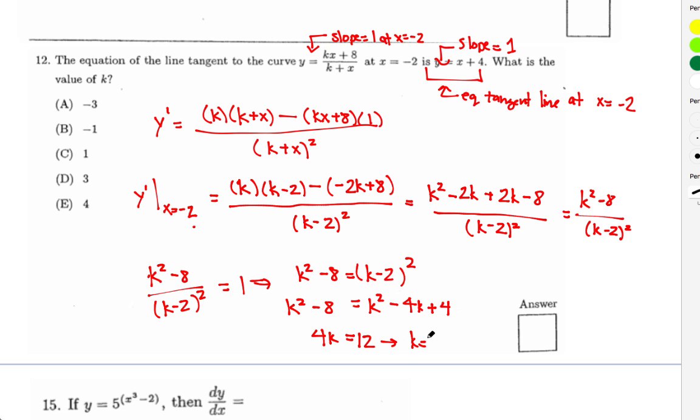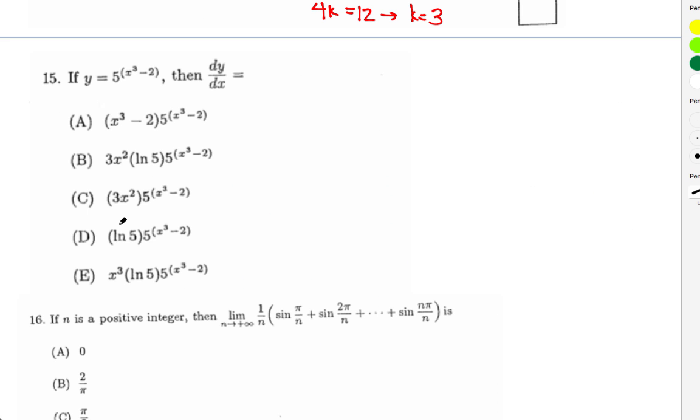In other words, k equals 3. So D is our answer there. In order to do number 15, you need to remember a formula that we have not gone over for a while, so I wanted to bring that up. The derivative of a to the x power is a to the x ln a, and you do need to memorize this, so please get that in your head right now.